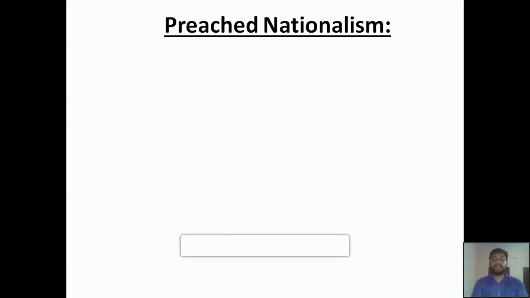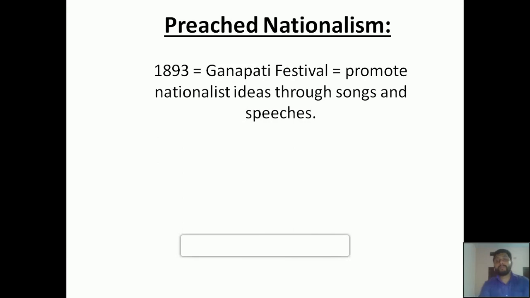Now, preached nationalism. Let's see how he preached nationalism. In order to spread the national feeling, in 1893 he started to celebrate the Ganapati festival. During the Ganapati festival, he used different songs and speeches to promote nationalist ideas. He knew very well how religion and nationalism can be bound together. That's why he used the technique of celebrating different festivals, and during the festivals he used songs and speeches to influence people and promote national ideas. It was one of his main ideas.